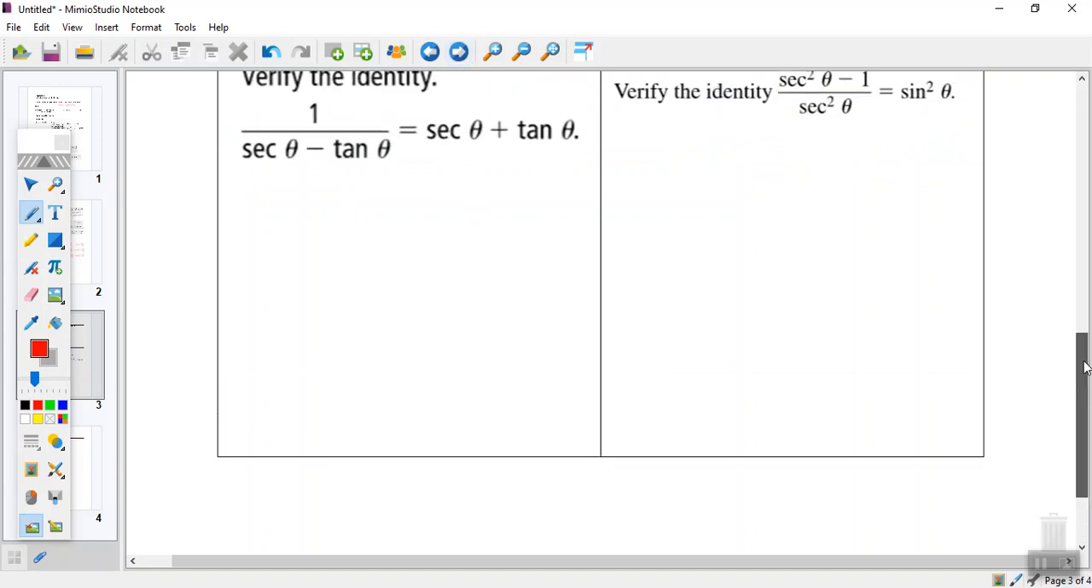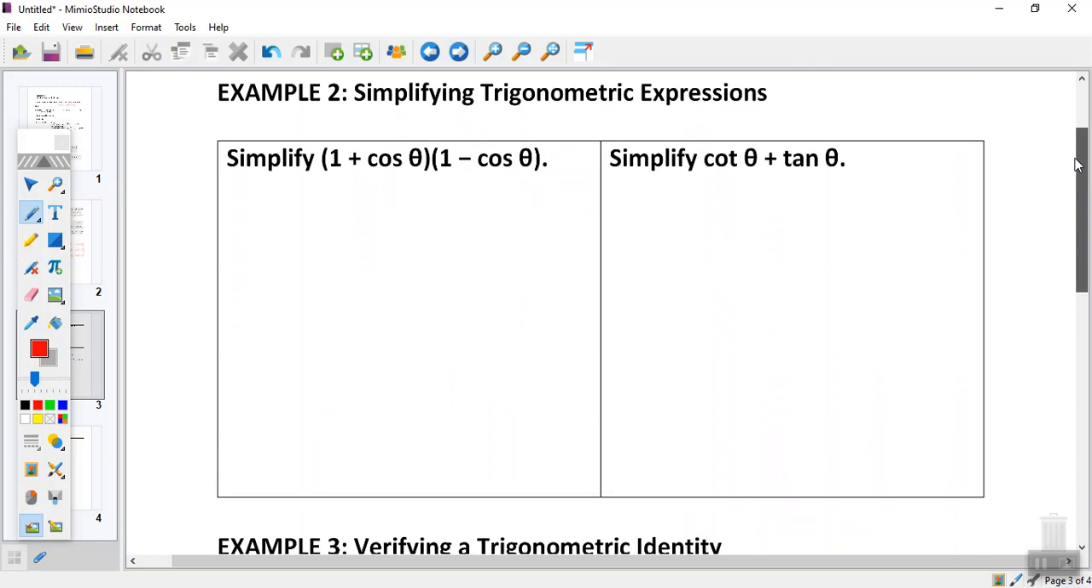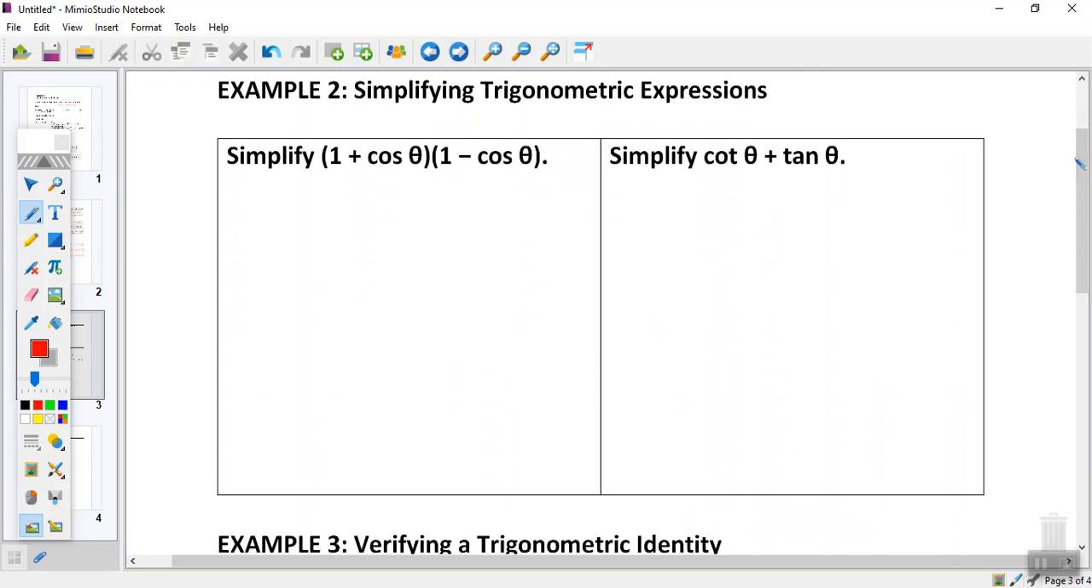My friends, let's see what's going on here. This says simplifying trigonometric expressions, okay? Now, this isn't the worst thing in the world to do, but it's certainly not the easiest thing in the world to do. I sometimes say simplifying is harder than verifying because people don't know when to stop.